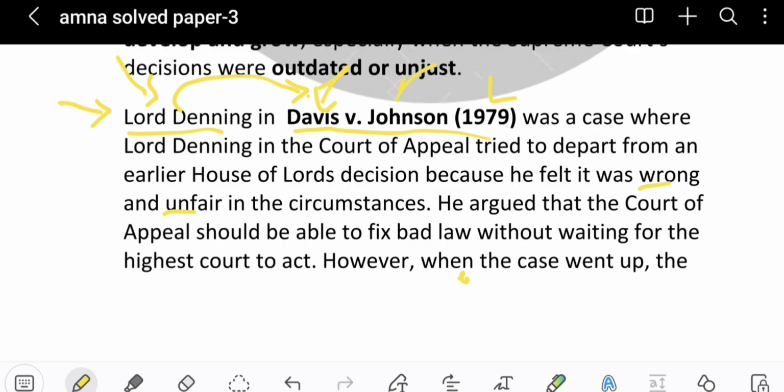This has happened in this particular case. Let me just clean this out.